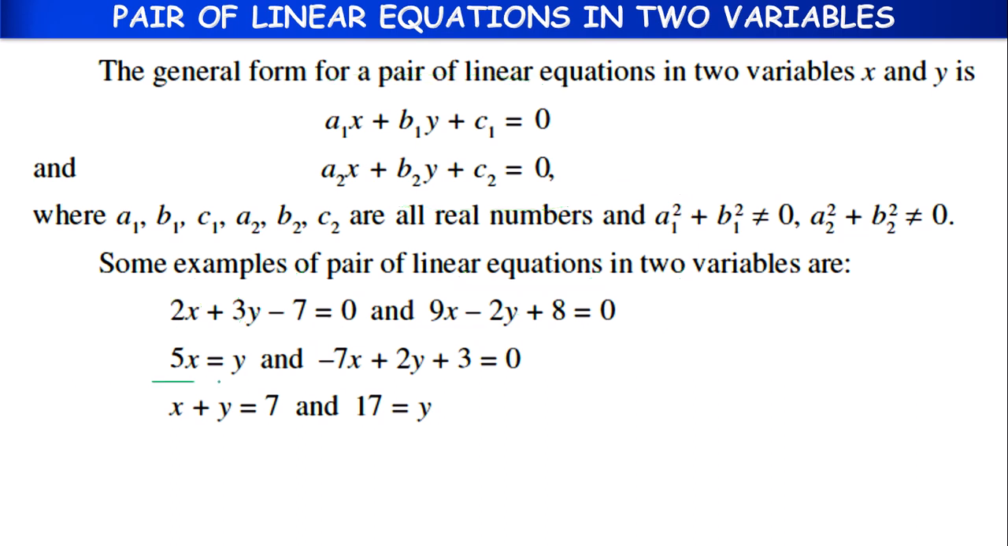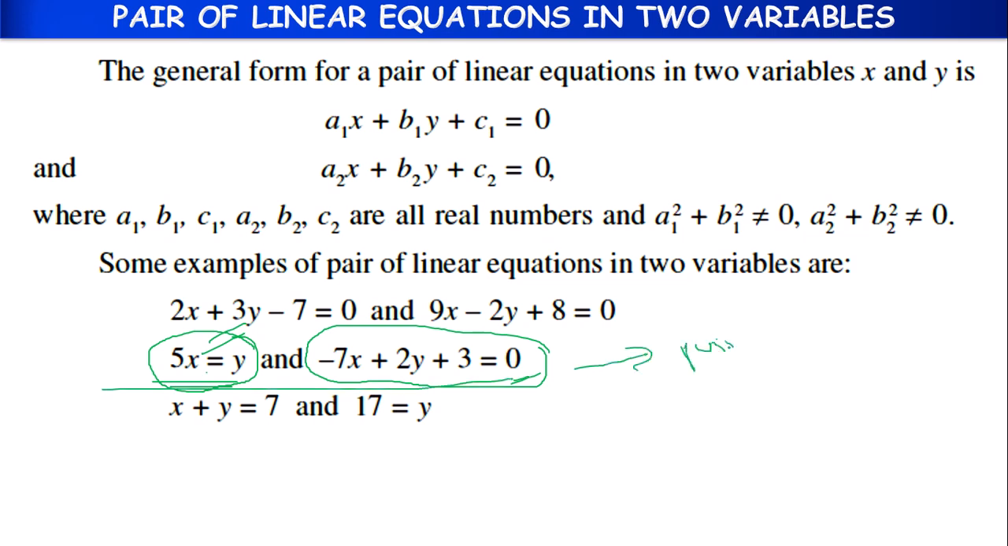Or we can take it like this also: 5x equal to y. This is also a linear equation in two variables. Or minus 7x plus 2y plus 3 equal to 0. These two equations will also be considered a pair. In the first equation, we don't have the constant c1, so we have to assume c1 equals 0. Like that also we can take the equations.